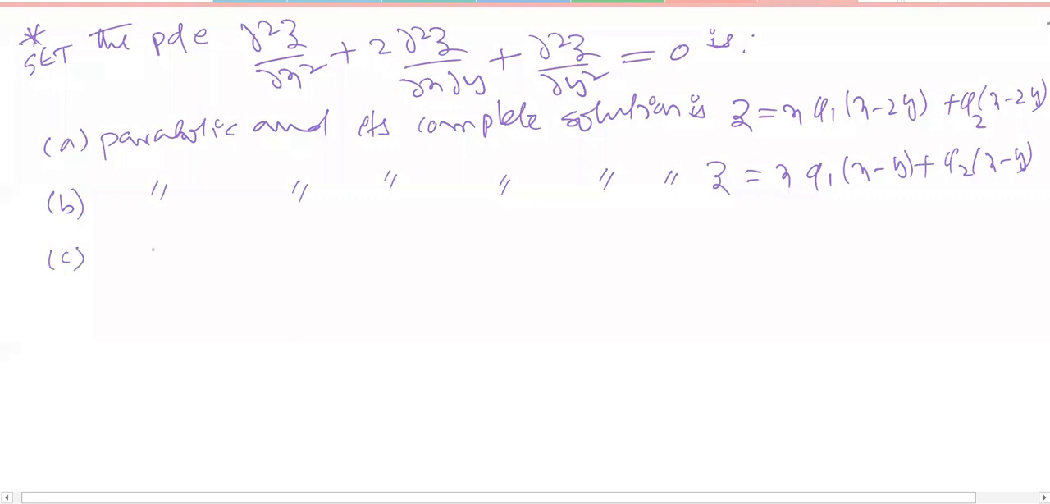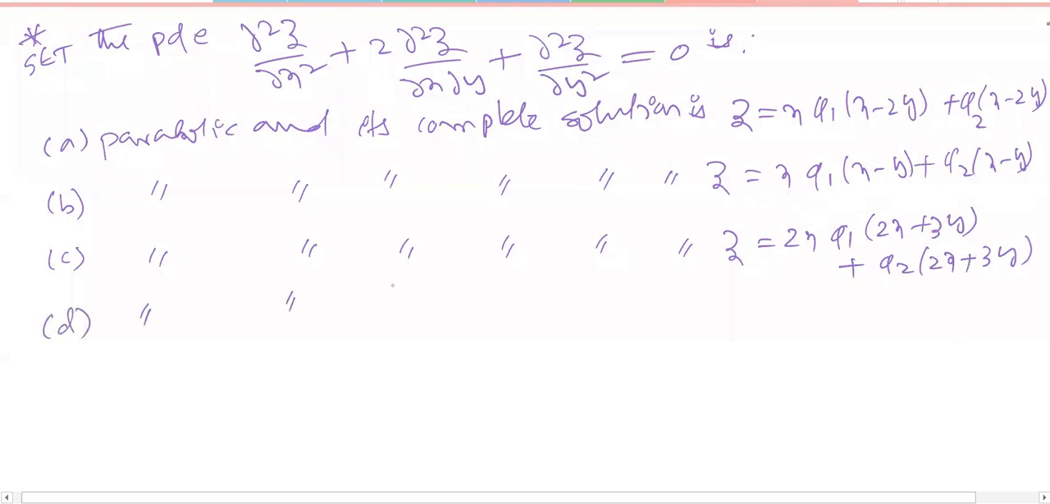Option C, same parabolic and its complete solution is z equal to 2x into phi 1 of 2x plus 3y plus phi 2 of 2x minus 3y. So both are the same, 2x plus 3y. And option D, same parabolic and its complete solution is z equal to 2x into phi 1 of y minus 2x plus phi 2 of y minus 2x.